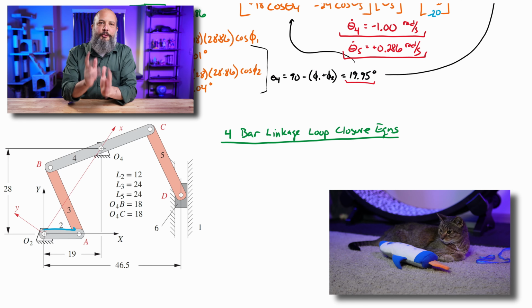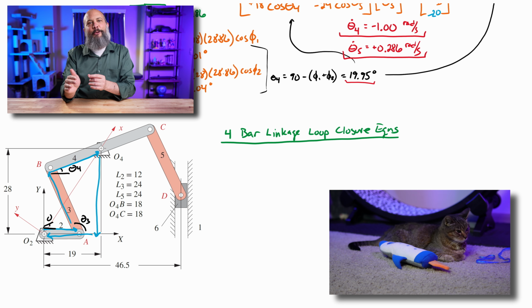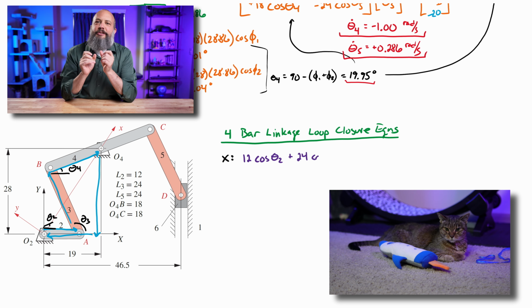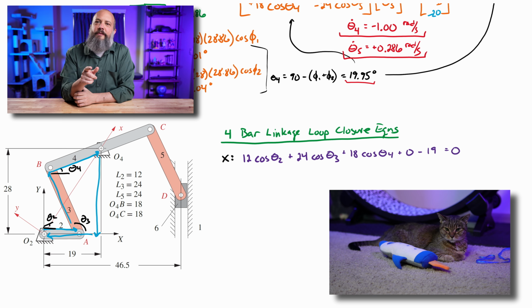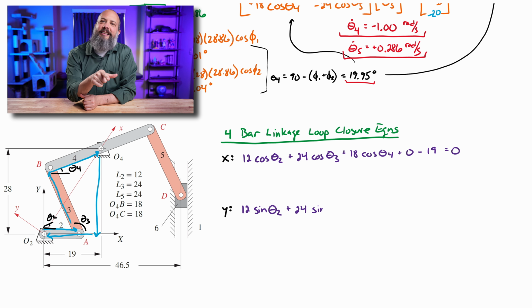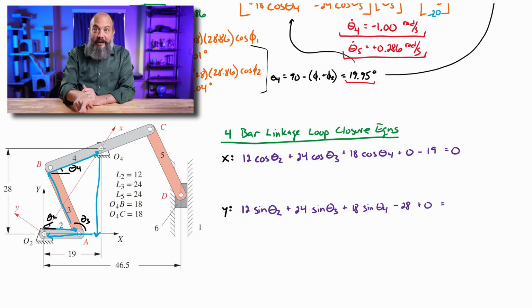Right? So loop closure now on this blue. So I'm gonna start at ground 2.02, follow the crank, which is link 2, follow the coupler, link 3, the rocker, link 4, straight back down, and then straight back to the left. So in the x direction, 12 cosine theta 2 plus 24 cosine theta 3 plus 18 cosine theta 4 plus 0 minus 19 equals 0. And in the y direction, 12 sine theta 2 plus 24 sine theta 3 plus 18 sine theta 4 minus 28 down plus 0 equals 0.